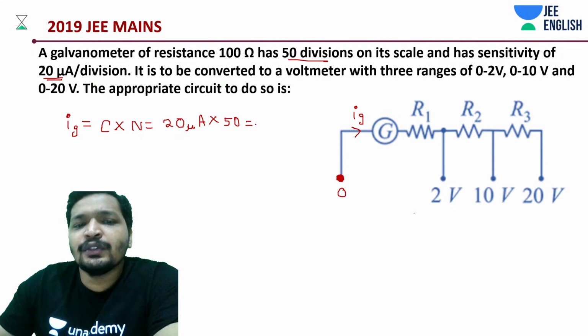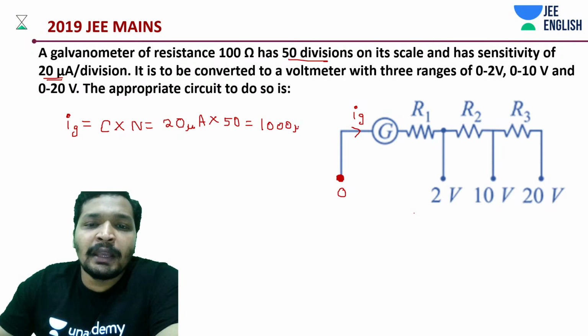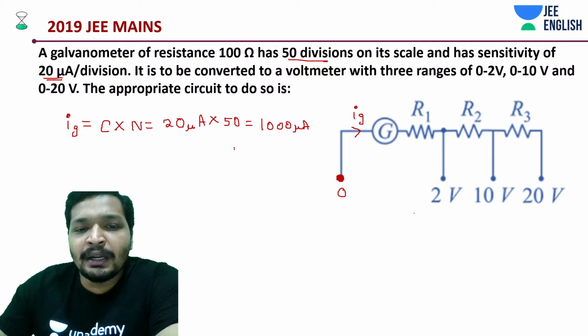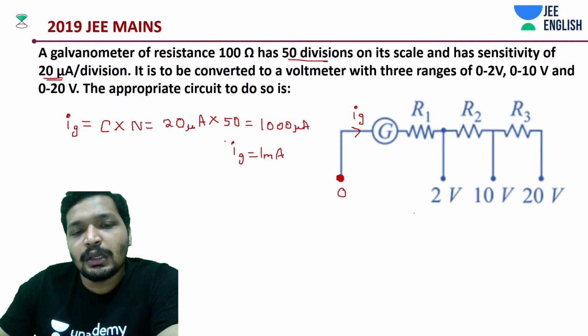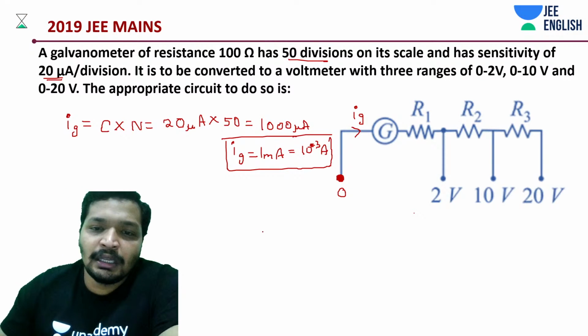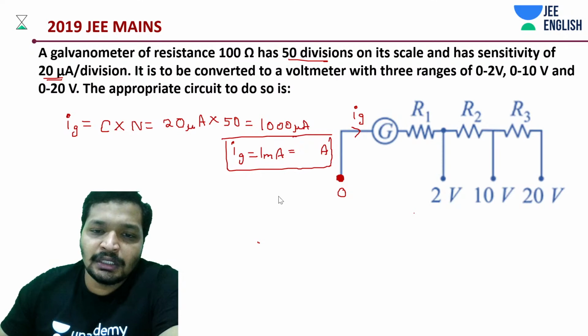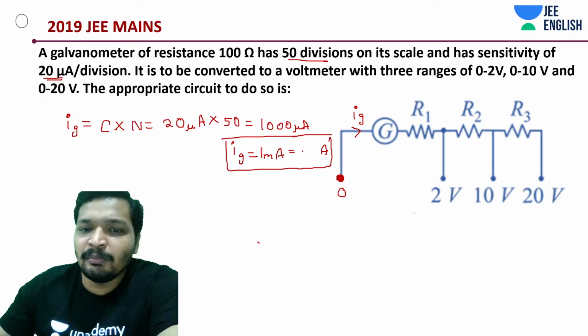So it can handle up to 1000 microamperes, which is nothing but 1 milliampere. 1 milliampere is nothing but 10 to the power minus 3 ampere. Let's keep it as 1 milliampere. On to the next one. Don't forget this 10 to the power minus 3 conversion. That's what I would specifically emphasize, because conversion is where you might make a mistake, but in this case you might not make a mistake because the values are given in such a way.